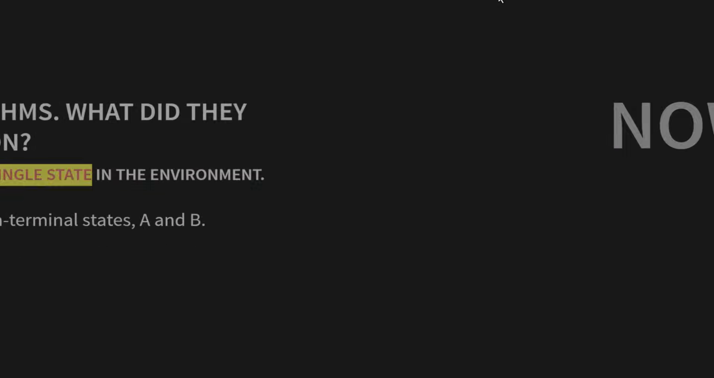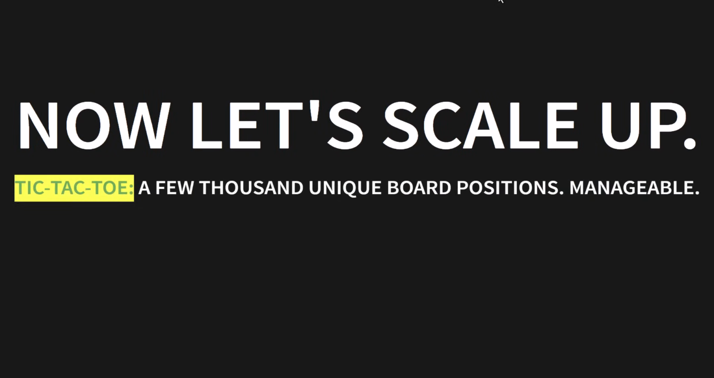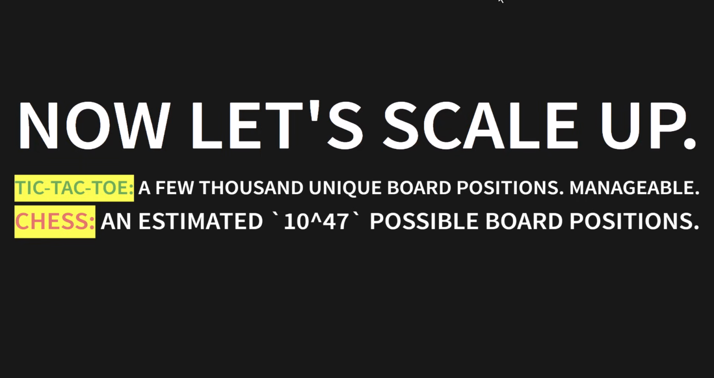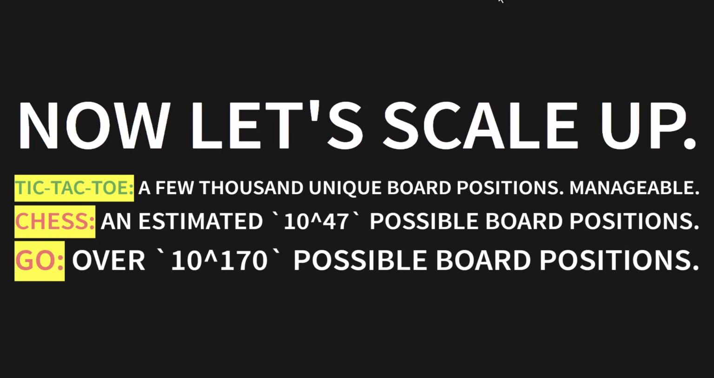But now, let's scale up. Think about tic-tac-toe. It has a few thousand unique board positions. A modern computer can handle that. It's manageable. Now, let's look at chess. It has an estimated 10 to the 47th power possible board positions. And then there's the game of Go. It has over 10 to the 170th power possible board positions.